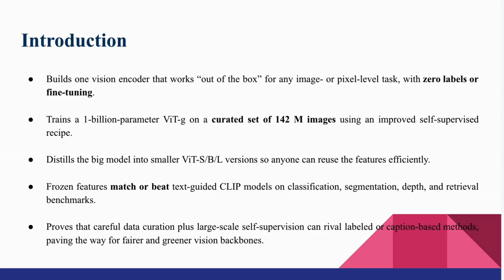The authors trained a massive 1 billion parameter vision transformer called ViT-g using 142 million curated images and a refined self supervised learning method. What's powerful is that this big model is distilled into smaller versions ViT-S, B, and L so others can reuse these features easily. Even without any text, these frozen features outperform or match models like CLIP that rely on captions. It's a big step towards making vision models more accessible, robust, and environmentally sustainable.